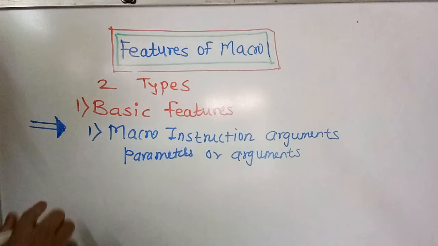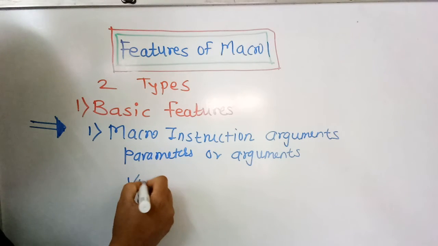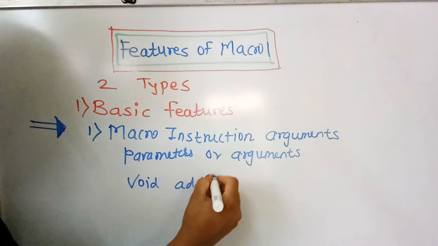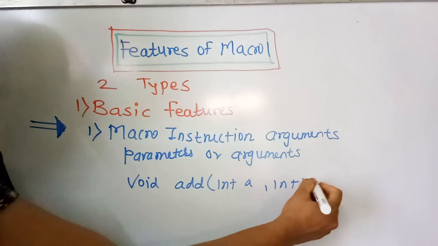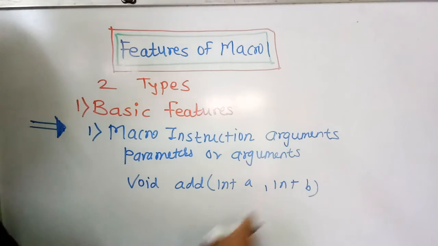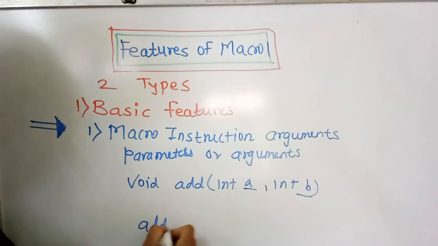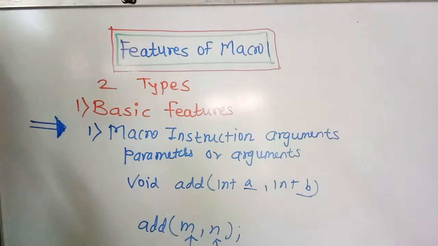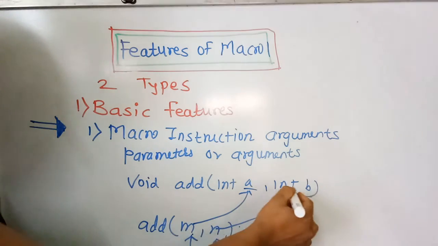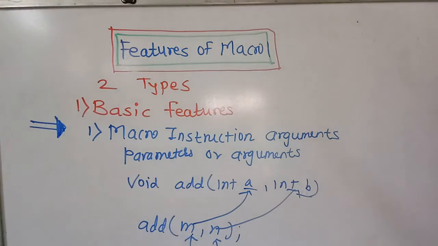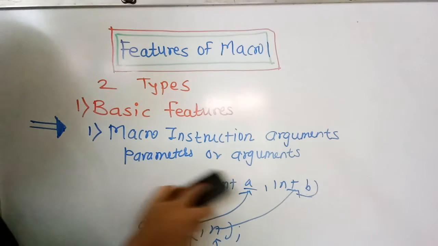Comparing it with previous languages, you all know that, for example, there is a function add and here it is integer a, integer b. Now, these are nothing but the formal parameters. At the time of calling, for example, you are passing m and n. The parameters which are passed in the calling are known as the actual parameters and they are taking the places of the formal parameters. In the macro definition also this happens the same. That is, all the formal parameters are replaced by the actual parameters.